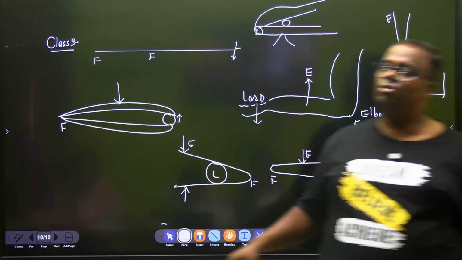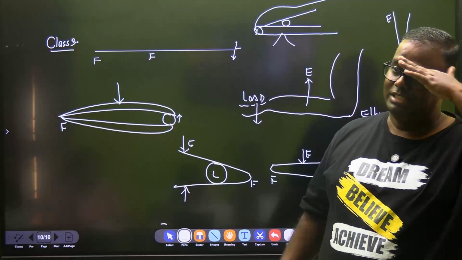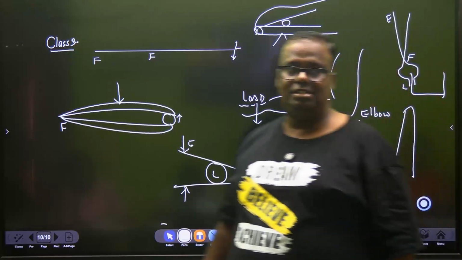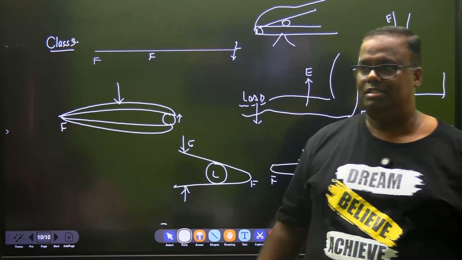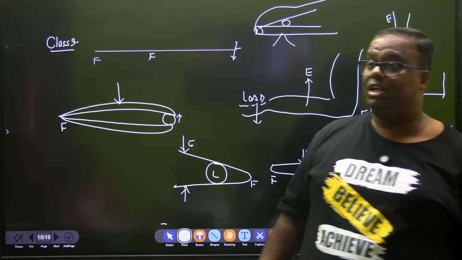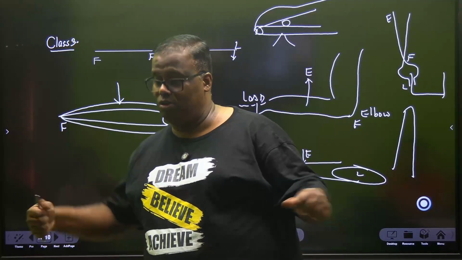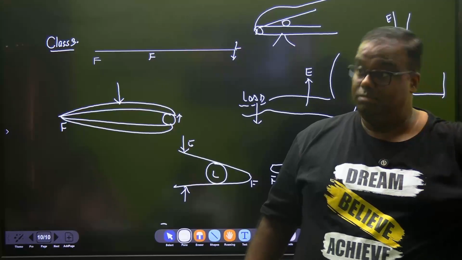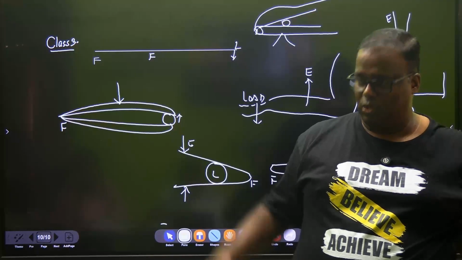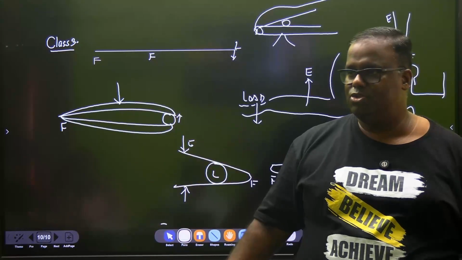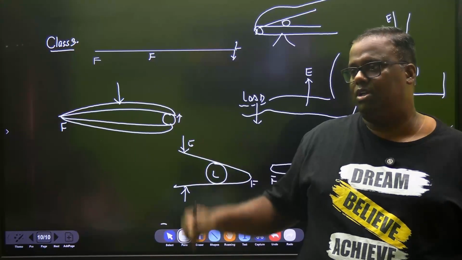What will rowing a boat be, tell me? Rowing a boat. Where is the fulcrum? Fulcrum is the point on which the oar will rotate, on which the lever can rotate. Load is this side, effort is on this side, water also comes this side, you push the water.